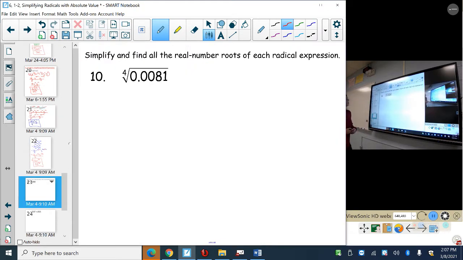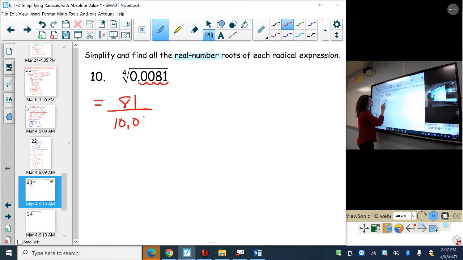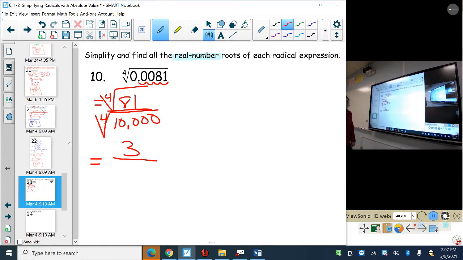Next, the directions say simplify and find all the real number roots. Real number roots. So this right here is going to be the 4th root of 81. This is going to be 1, 2, 3, 4. So 81 over the 10,000th position. I have the 4th root of 81, the 4th root of 10,000. So the 4th root of 81, take the square root of 81, which gives you 9, and then take the square root of 9, which gives you 3. Okay?